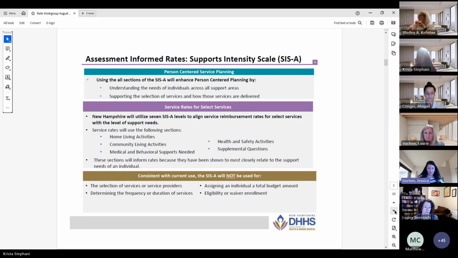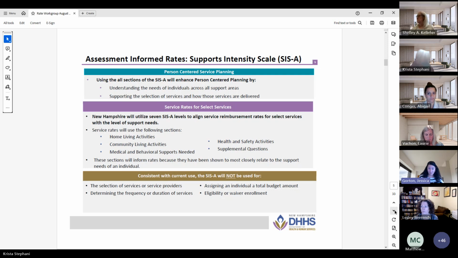For now, just to remind folks, regarding the Supports Intensity Scale and those assessments from a service planning standpoint, all sections of the SIS should be used. They do enhance that person-centered planning process. As you all have shared in the past, that's when they're done appropriately, when the interviewer is very clear on the questions and the individual or their support circle is also familiar and understands the rationale. So we're aware that there are some details that can lead to the ideal and optimal outcome, as well as others not, but in its spirit, all sections of the SIS are intended to enhance service planning.